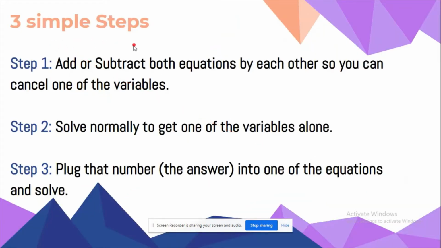There are three simple steps. Step number 1 is to add or subtract both equations by each other so you can cancel one of the variables. Step number 2 is to solve normally to get one of the variables alone. And step number 3 is to plug that number, the answer, into one of the equations and solve.